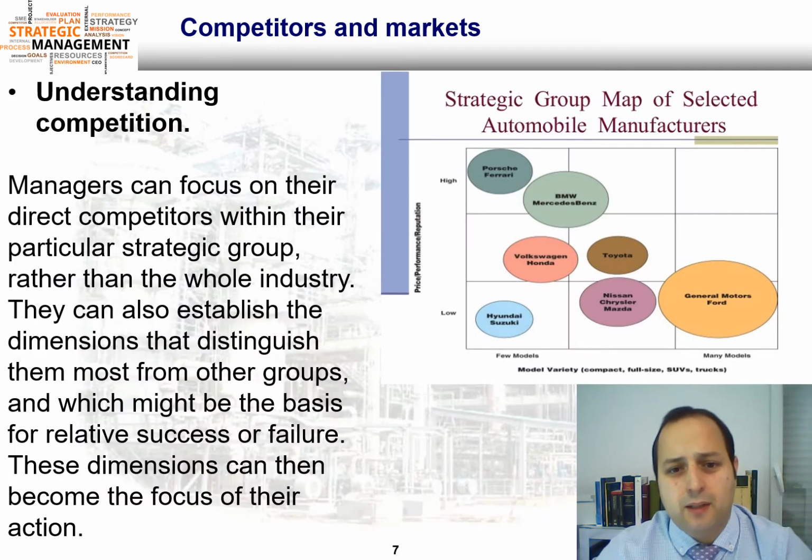We are going to speak a little bit about those three ways in which the concept of strategic groups could be useful. First of all, the concept of a strategic group could be useful for understanding competition. Let's think, for example, that managers can focus on their direct competitors within their particular strategic group rather than the whole industry. As well, managers can also establish the characteristics that distinguish them most from other groups and promote those characteristics, those differentiations, in the future.